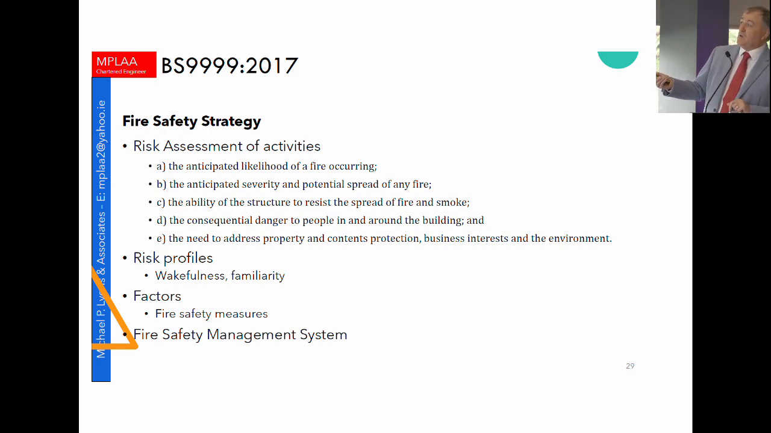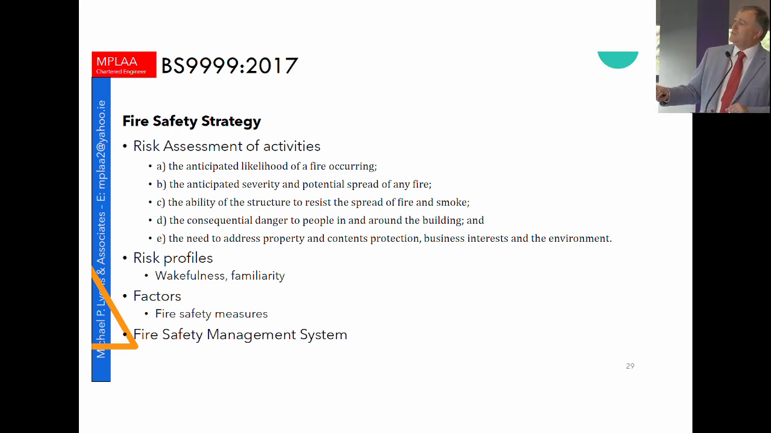So the first thing with any fire safety strategy under 9999 is that you've got to risk assess all your activities. It's based on risk profiles. So you've got to have a very clear understanding of the activities and the people who are going to be affected by a fire. The anticipated severity of the fire, the potential spread of any fire, the ability of the structure to resist the spread of fire, and then the danger to people in and around the building. Sounds very familiar to TGD B, really, doesn't it?